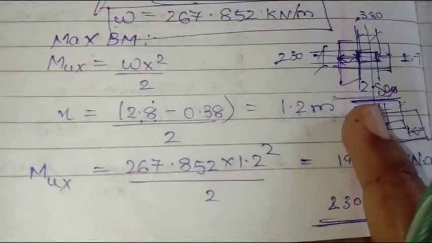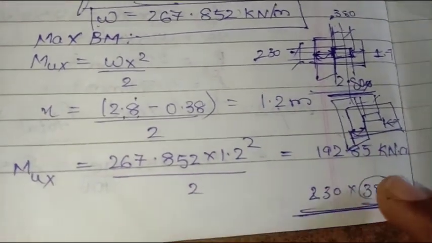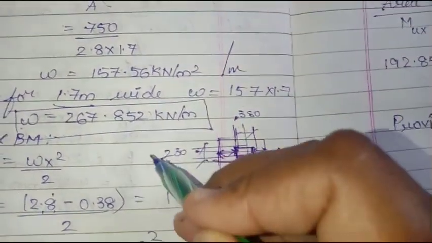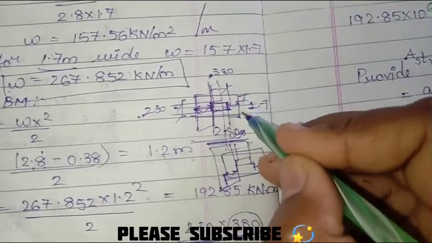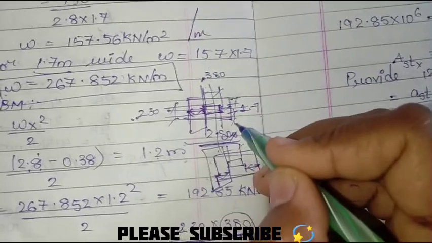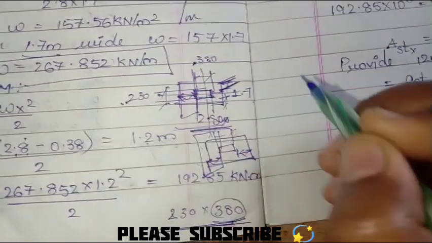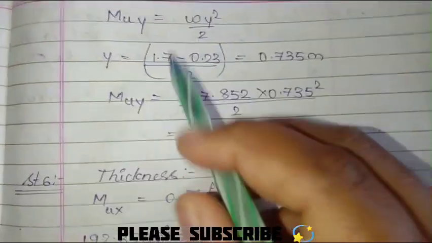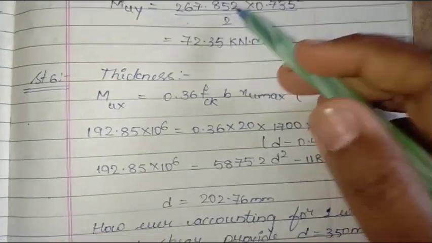To get this width, we are doing this. Once we got that, MUX would be W, X is this value, X square by 2. This is MUX along X direction. Similarly, along Y direction, it's going to be 1.7 minus 0.23, and you will be getting this value. Again, if we divide it by 2, you will be getting this small value from here to here. So it's going to be MUY, WY square by 2. Y is this one. So we got MUX and MUY.